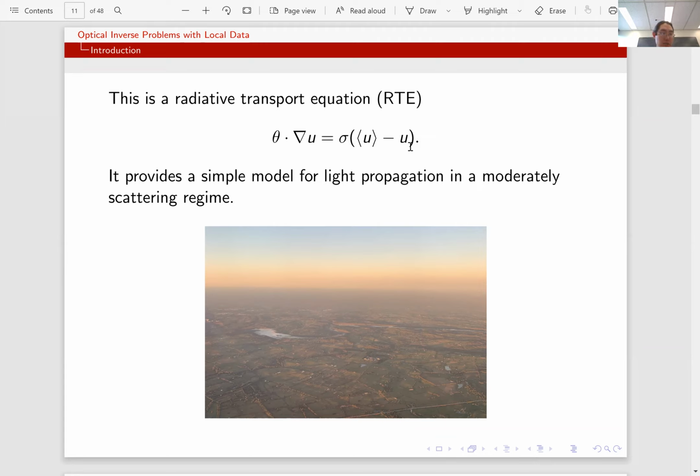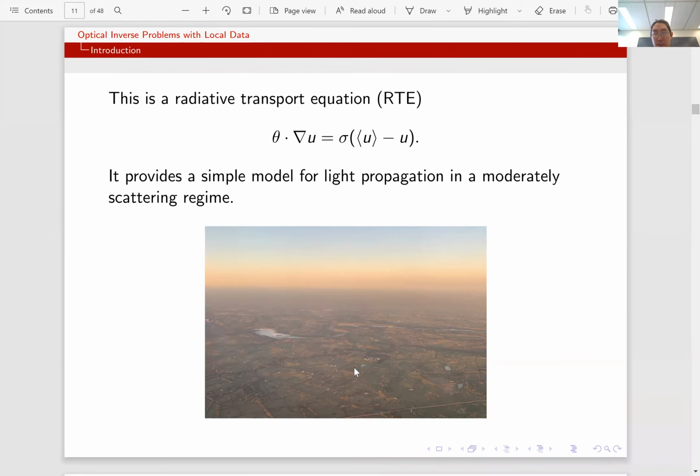And so I claim that this is a relatively good model for light propagation in a moderately scattering regime. And I have a picture here that I took. This is from ancient times, back when we were allowed to fly airplanes around the country willy-nilly. This is actually a photograph that I took the last time I flew out of Kentucky on an airplane. It's a photograph that I took out of the window of an airplane on a hazy day.